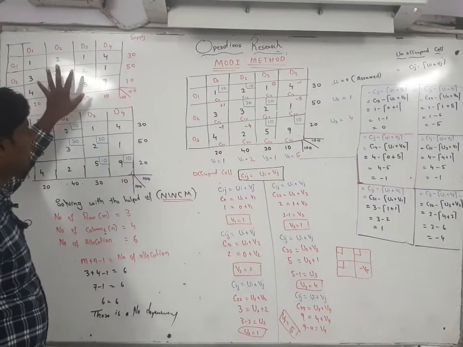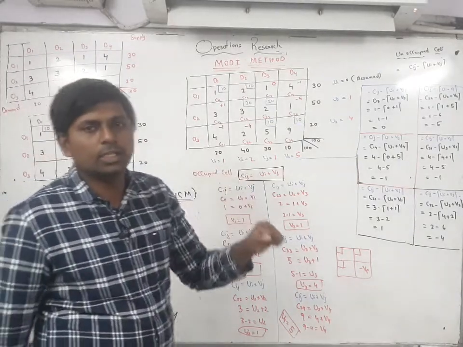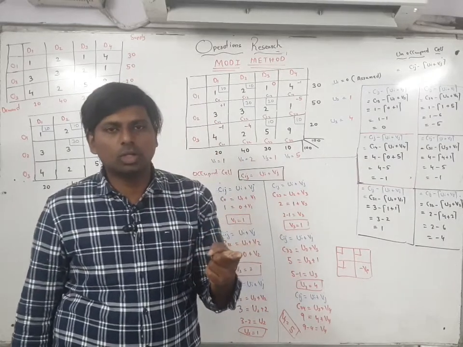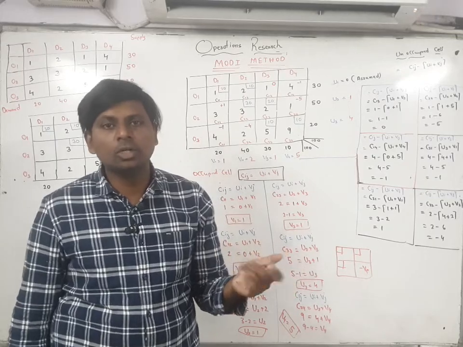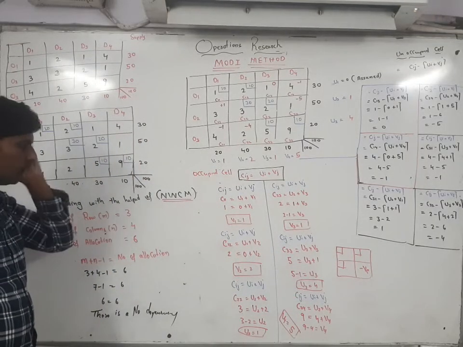Like this question is given, in this question you have to find out the degeneracy. For finding the degeneracy, you have to pick any of the methods: northwest corner method, VAM method or least entry method. You can select any method. So here I selected the northwest corner method to solve it.